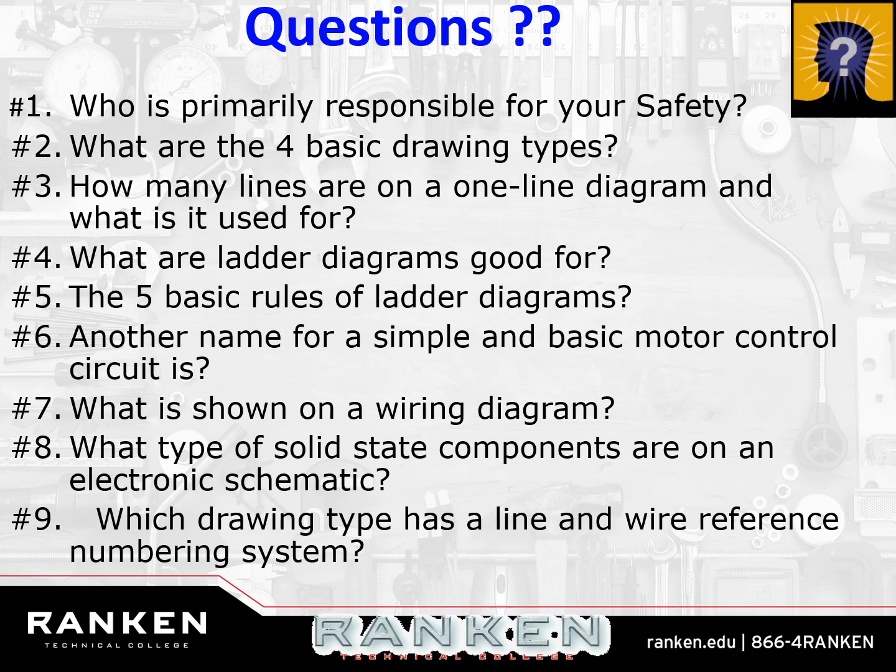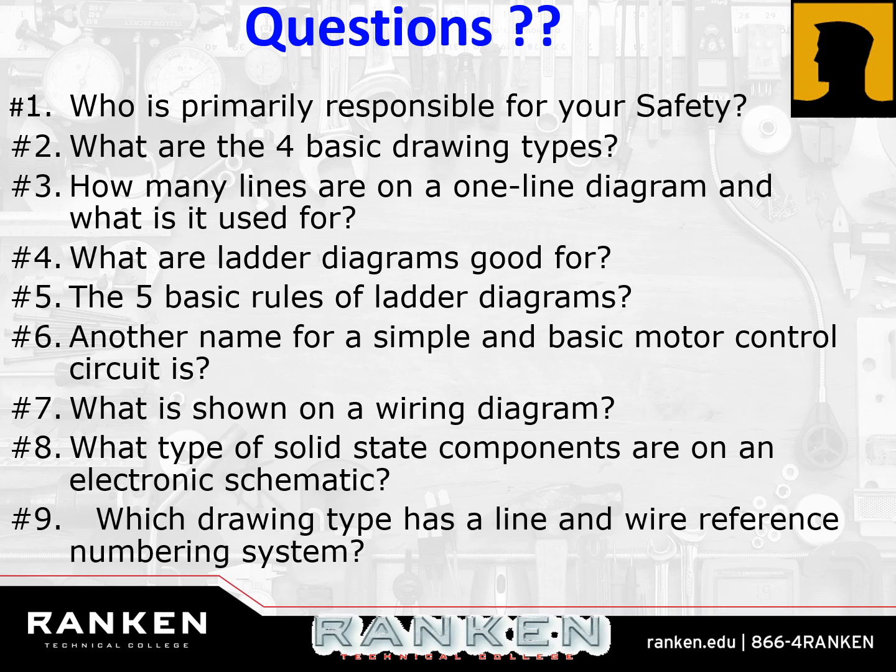How many lines are on a 1-line diagram? 1 technically, but as many as you need to show the path. Technically, it's 1 line from source to end result, but there are multiple quote-unquote lines. So, again, splitting hairs.